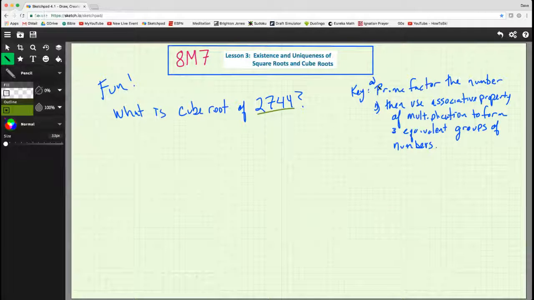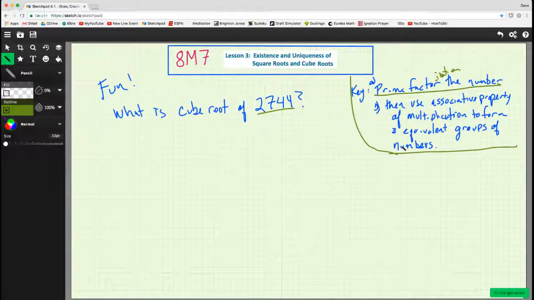So the key, let me just tell you how you do it if you don't know the number. The first thing you do is you get a prime factorization of the number. And then we're going to use the associative property of multiplication to form 3 equivalent groups of numbers that multiplied together give me that number. But let's just do this one step at a time. And I'll show you how you can use this to your power.